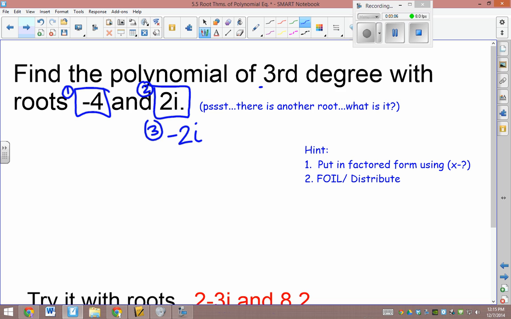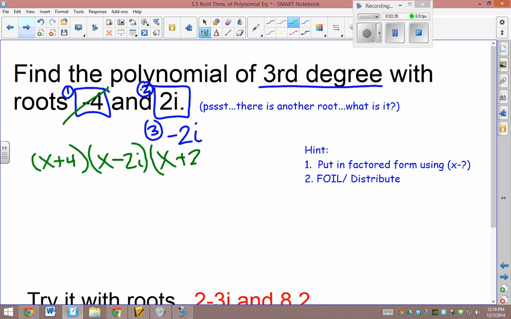Also, big hint here, 3rd degree polynomial, that means that there should be 3 roots total. So 3 roots, I've got those, but we want to come up with the equation. So I'm going to set it up in factored form. When you do factored form, you're going to change those signs of the root. So this one would be x plus 4 to take care of this one, because it's technically x minus negative 4. And then next one to take care of root number 2, that's going to be x minus 2i. And the third one will be x plus 2i. That takes care of all 3 of the roots.